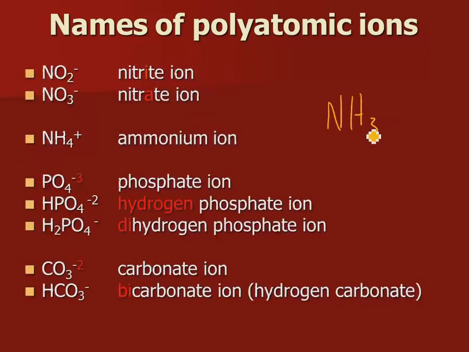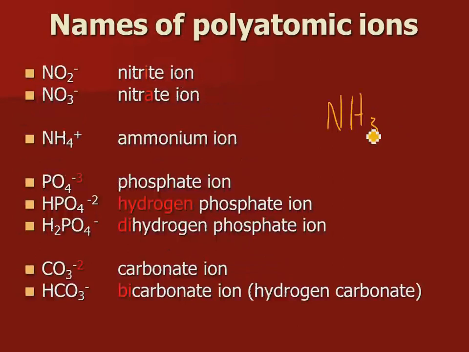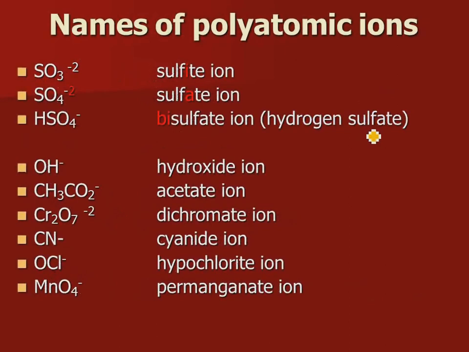Just like we had nitrite and nitrate, same thing here. I have sulfite and sulfate. The good news is they follow the same pattern. You have one more oxygen atom present, and it goes from I to A. Same thing here. It goes from sulfite to sulfate. And of course, when you add a hydrogen ion to that, it's not hydrogen sulfate. That'd be too easy. It's bisulfate.